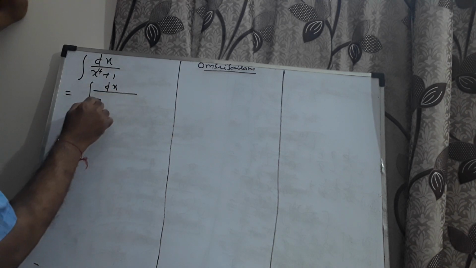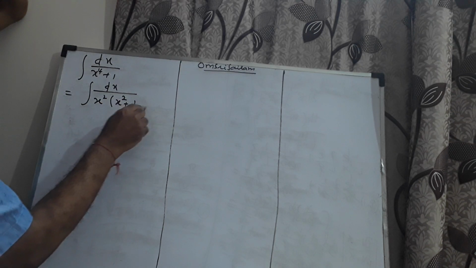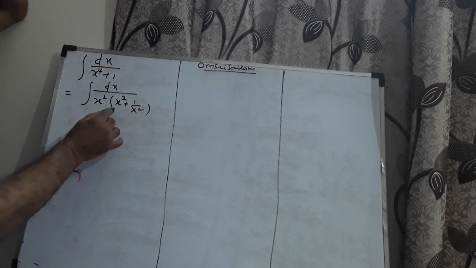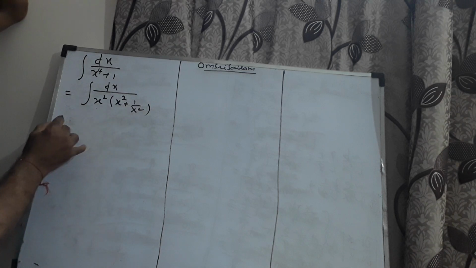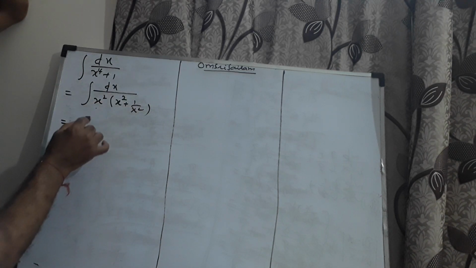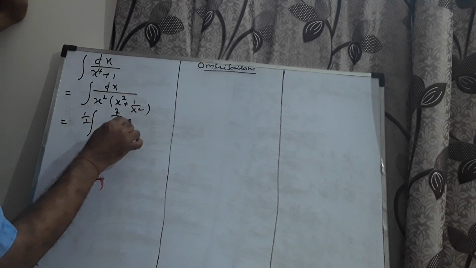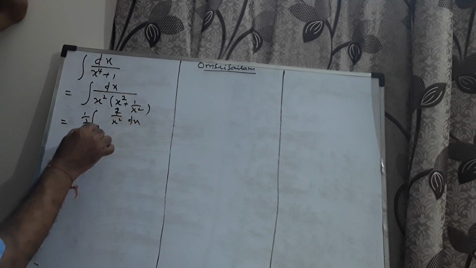What I will do is, I'll take x square as common in the denominator. Just multiply: x square times x square is x power 4, and x square times 1 by x square is nothing but 1. Now I'll take this 1 by x square to the numerator and I'll multiply and divide by 2. I need it, therefore I do.